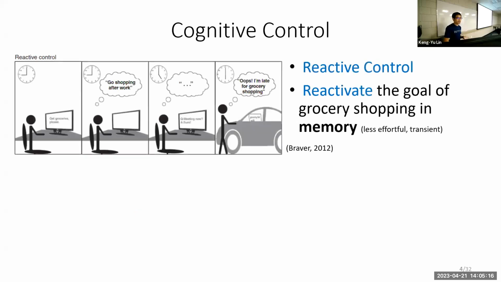So let's talk about reactive control first. As we mentioned just now, it is less effortful and it is transient. It refers to the idea of reactivating your goal in memory. In our daily life, you can imagine that you are at work and you get a reminder that you have to get groceries after work. If you are exercising reactive control, you would know that, oh, I have to go grocery shopping after work.